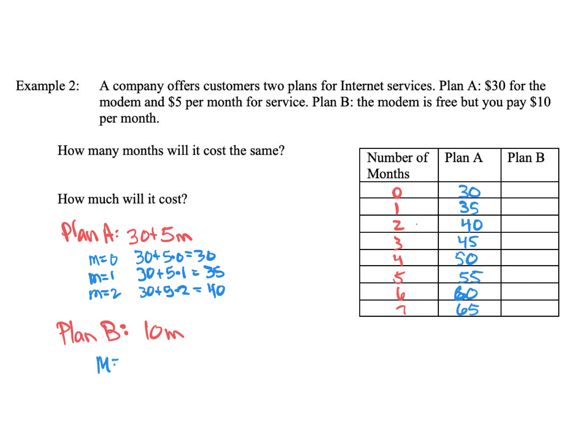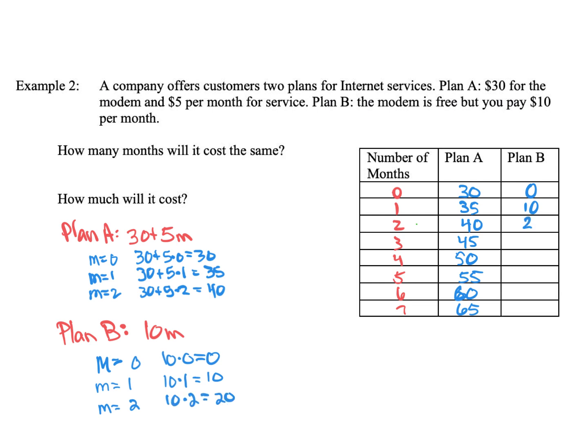So right now, there's not a starting fee. It just has the $10 per month. So if I have 0 months, it's going to be 10 times 0, which is 0. If I have 1 month, it's going to be 10 times 1, which is 10. And then I have 2 months, 10 times 2, which is 20.